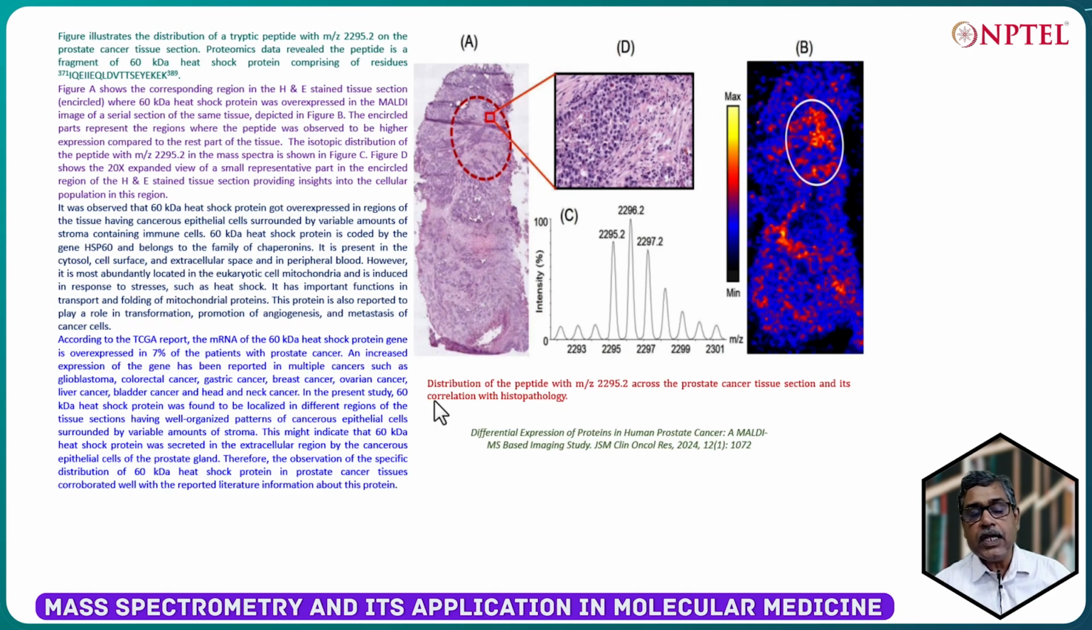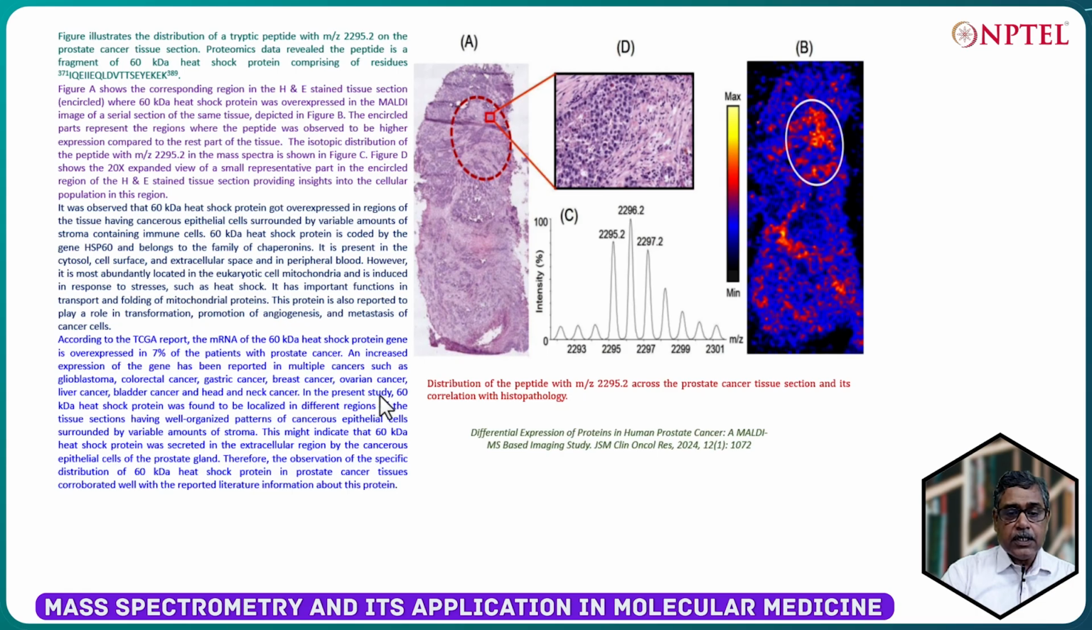So, what is the literature saying? According to the TCGA database and reports, the mRNA of the 60 kilodalton heat shock protein gene is overexpressed in 7% of the patients with prostate cancer. For the other two proteins, we have seen that it is 4%, and here in this case it is 7%. An increased expression of the gene has been reported in multiple cancers such as glioblastoma, colorectal cancer, gastric cancer, breast cancer, ovarian cancer, liver cancer, bladder cancer and head and neck cancer, a whole host of cancers.